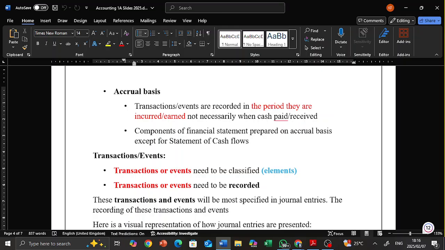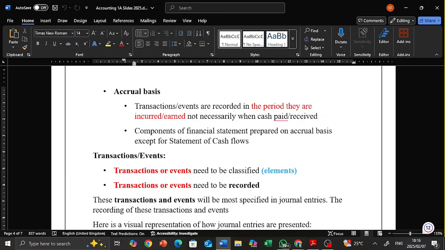We don't just record transactions or events when they happen. Someone said please repeat. Someone said it's like a matching principle. Yes, matching principle, but matching principle to what? Okay, let me repeat. Accrual basis.